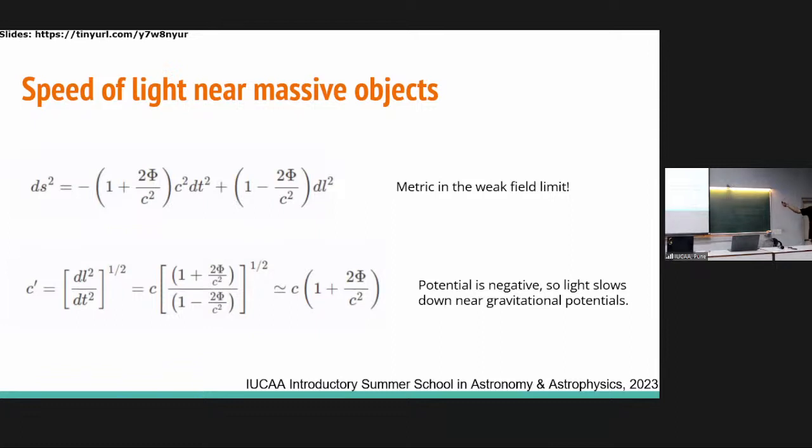In fact, Einstein did not have this particular metric at that point of time. He did not have this term. And so what happened is he derived actually half of what the deflection should be.